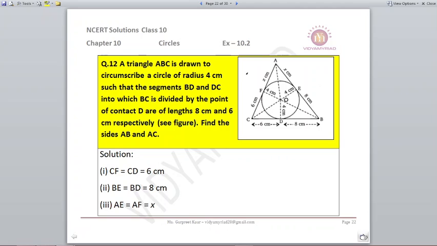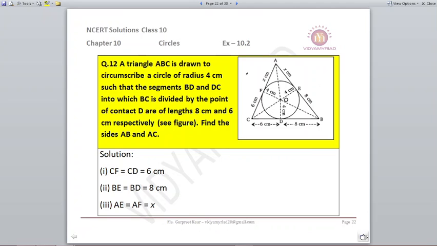A triangle ABC is drawn to circumscribe a circle of radius 4 centimeters, such that the segments BD and DC, into which BC is divided by the point of contact D, are of lengths 8 and 6 centimeters respectively. Find the sides AB and AC. Now look at the figure. A, B and C are the external points, so their tangents will be equal.